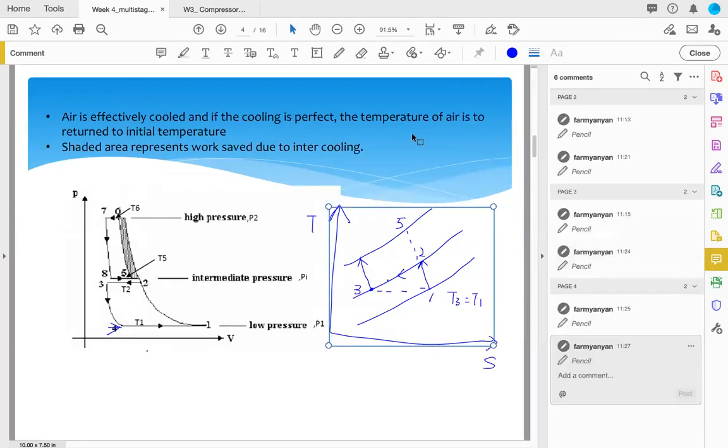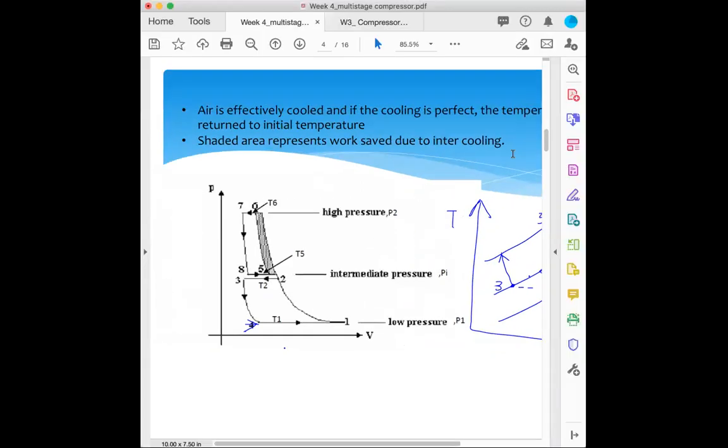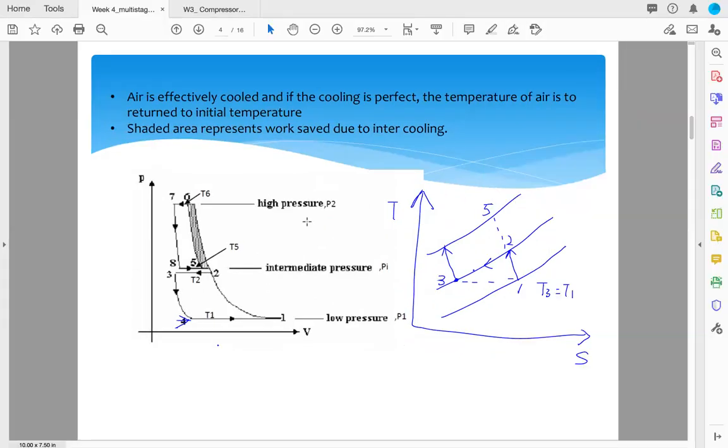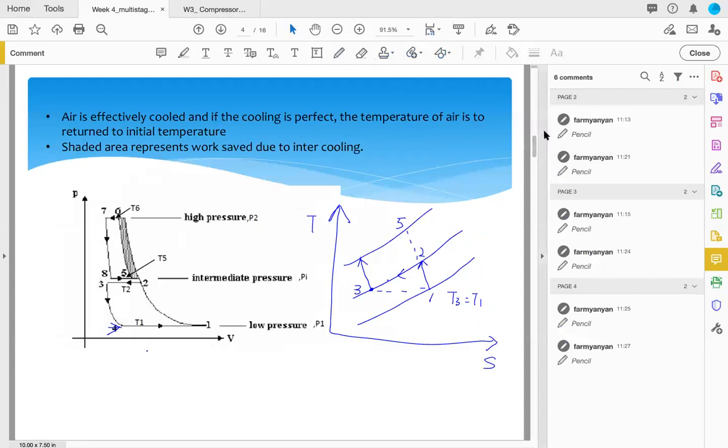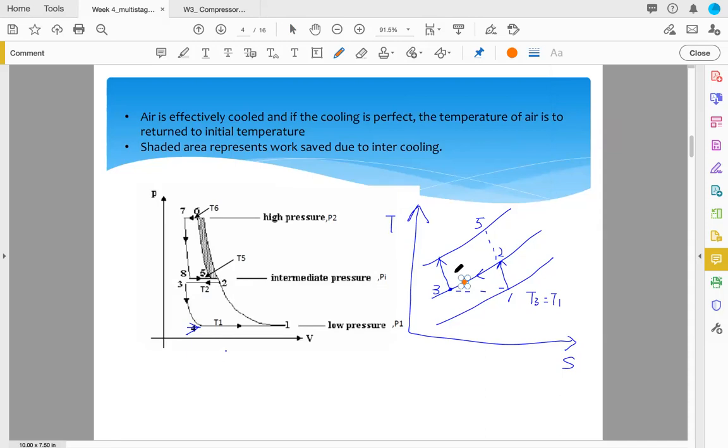non-perfect intercooler? So let me try another color, maybe orange. Okay, the orange. So if you are not able to have a perfect intercooler, your T3 will be slightly higher than T1. Yeah, this is the imperfect intercooling. So your temperature will be much higher than T1.